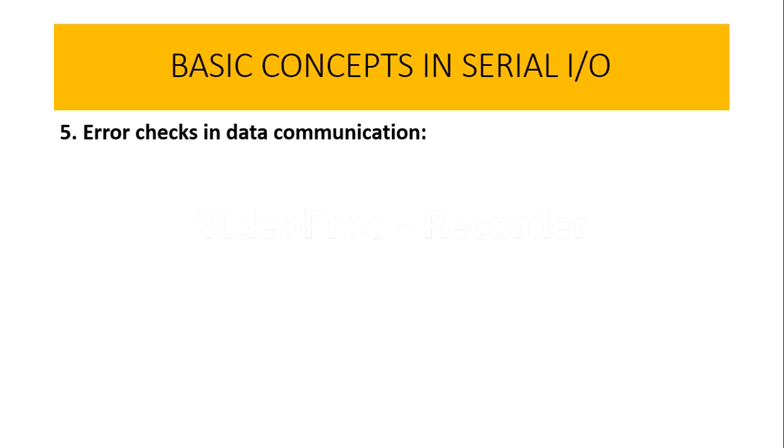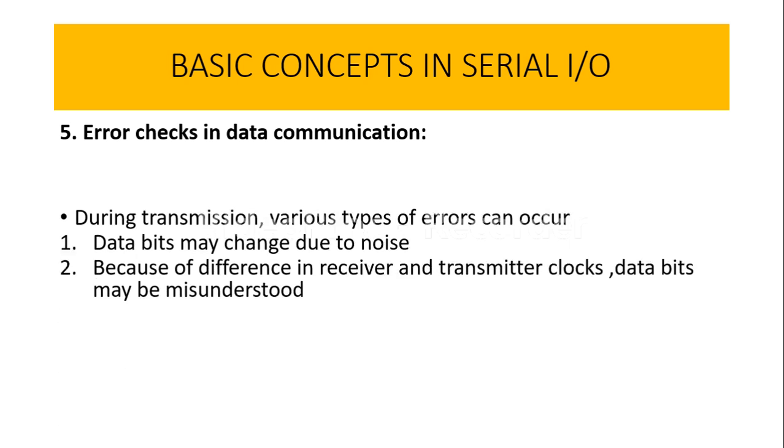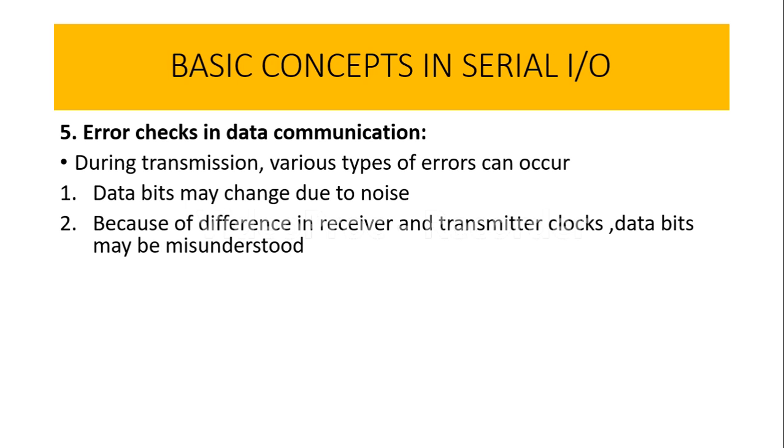Now, to check for errors in data communication during data transmission, we can send additional error checking information along with the data. The receiver checks the received data against the error checking information, and if there is a mismatch, that means an error is detected, then the receiver can request retransmission of the data. So this is what I was talking about.